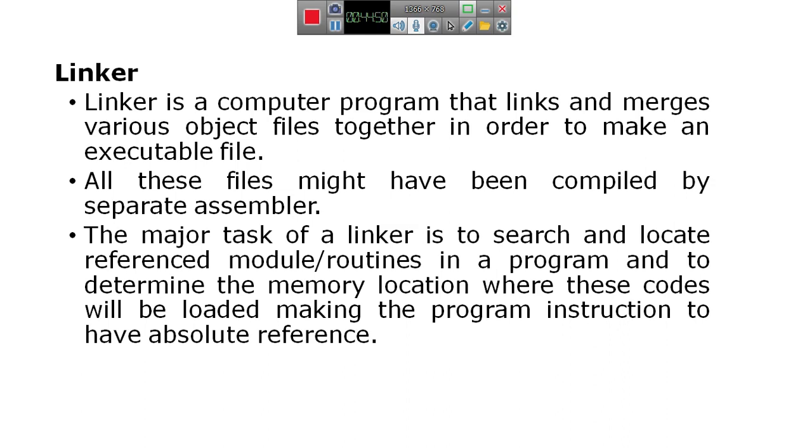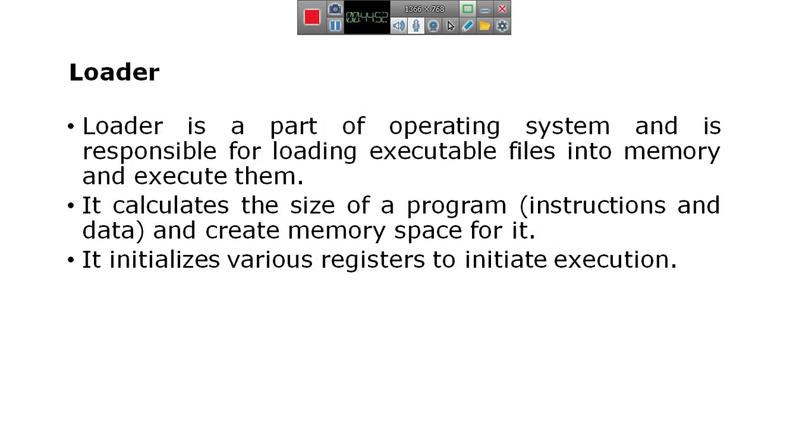The next one is the loader. The loader is a part of the operating system. Its responsibility is to load the total program, the source files, into the computer memory, that is RAM, for execution. These are the importances of language translators, linker and loader.